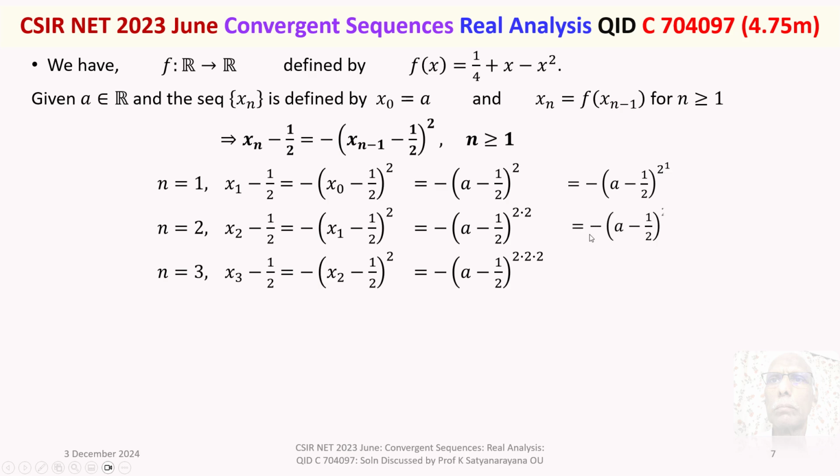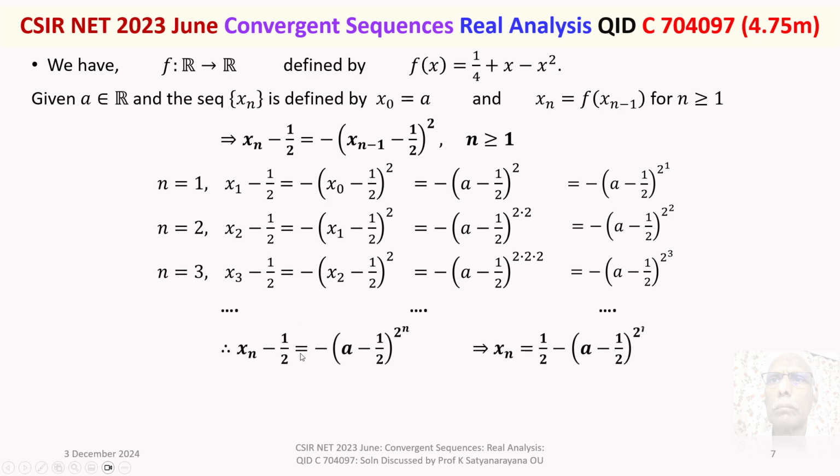The second, x2 minus 1 by 2 is equal to minus (a minus 1 by 2) to the power of 2 square. In the next one, x3 minus 1 by 2 is equal to minus (a minus 1 by 2) to the power of 2 cube. So go on generating. We get xn minus 1 by 2 is equal to minus (a minus 1 by 2) to the power of 2 power n.